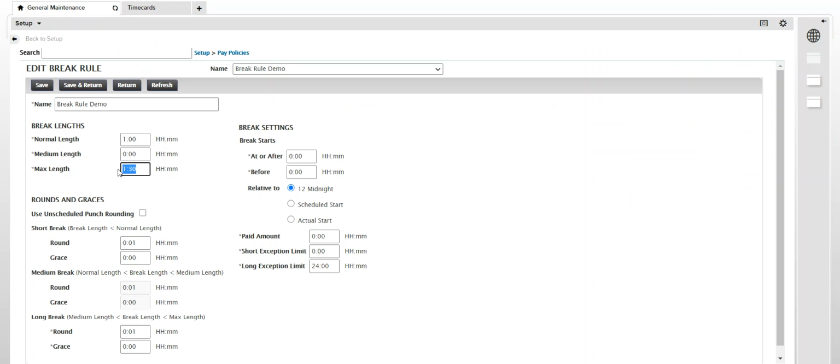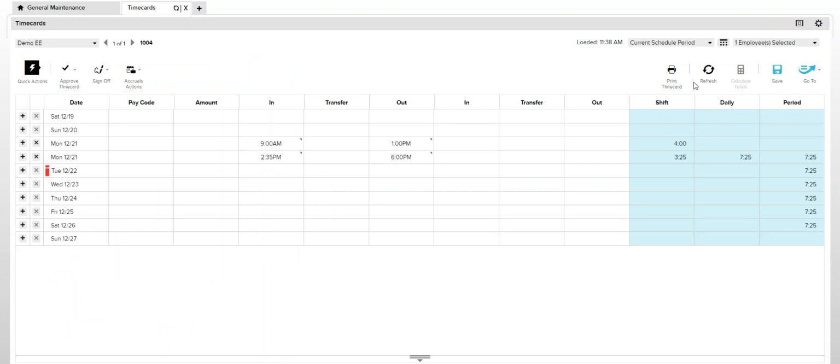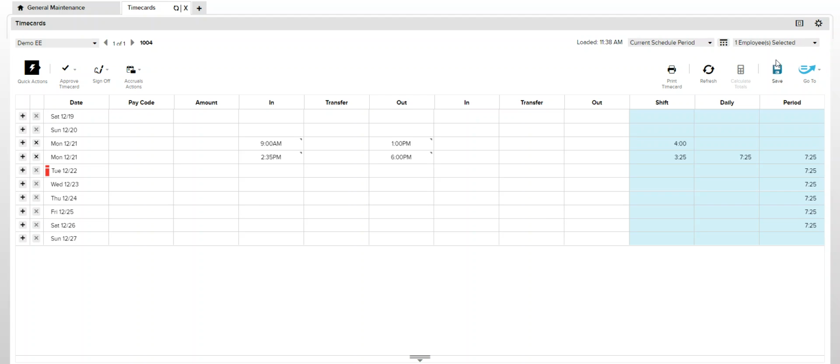So always remember, make a note of this, that whenever you are setting up a break rule with a max length, make sure you give a max length on a higher end. For example, you might give 4 hours or maybe 5 hours, so that it doesn't break up. So I'm going to click on save now and go back to the time card and click on save here. That is just telling that some config changes were done. There you go. Back to 7 hours and 25 minutes.